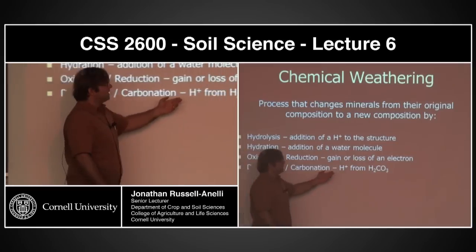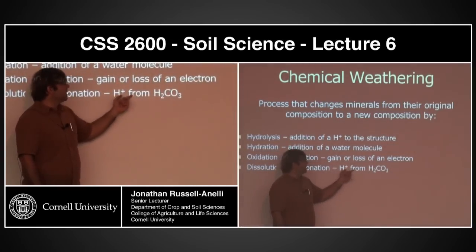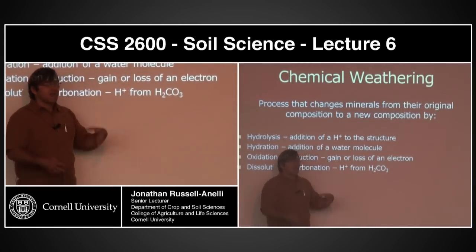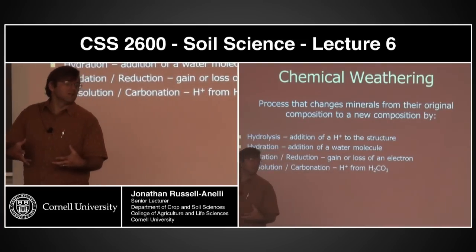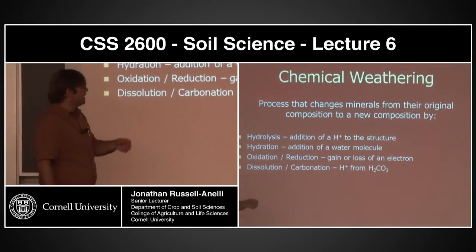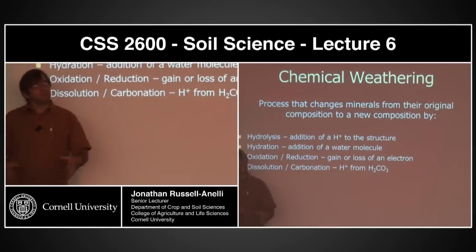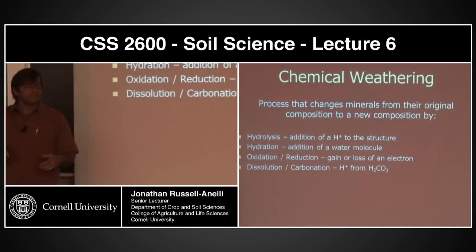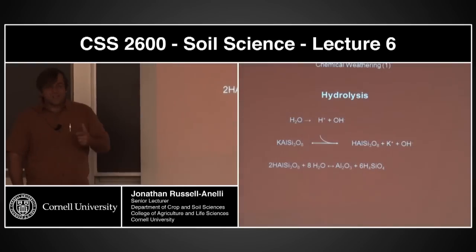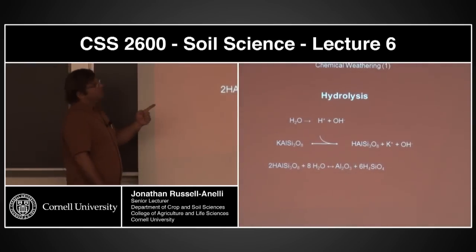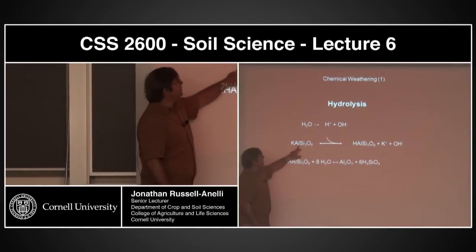In this case, we're looking at a proton from carbonic acid. This proton reacts, and basically it's an acid. This is my weak acid in a million years story. I take that acid and I'm basically just totally weathering something. I'm dissolving it. One example, this is a hydrolysis example, but basically I'm looking at a potassium aluminum silicate here.